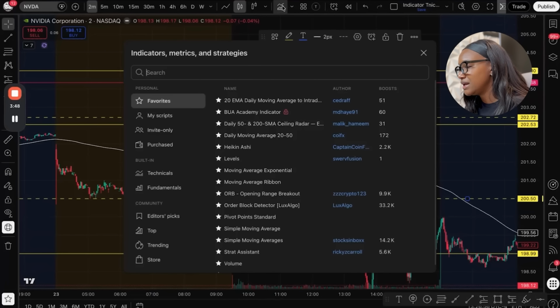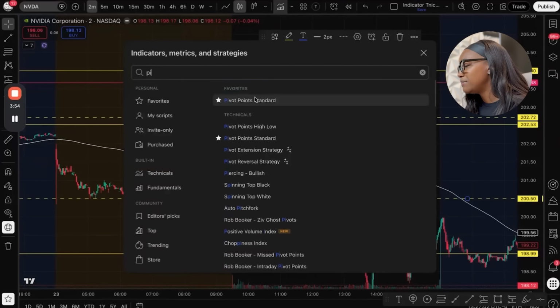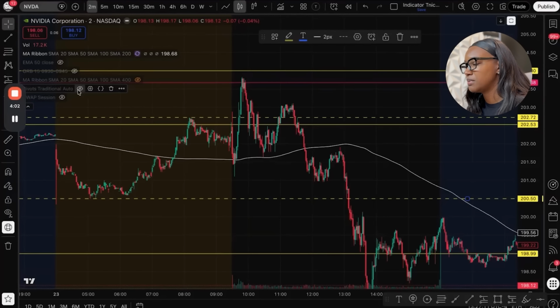Go to the indicator section here on your TradingView, and I want you to type in pivot and then type in pivot point standard. Once you type that in, click it, add it to your chart, and then you should have it come up on your chart here.